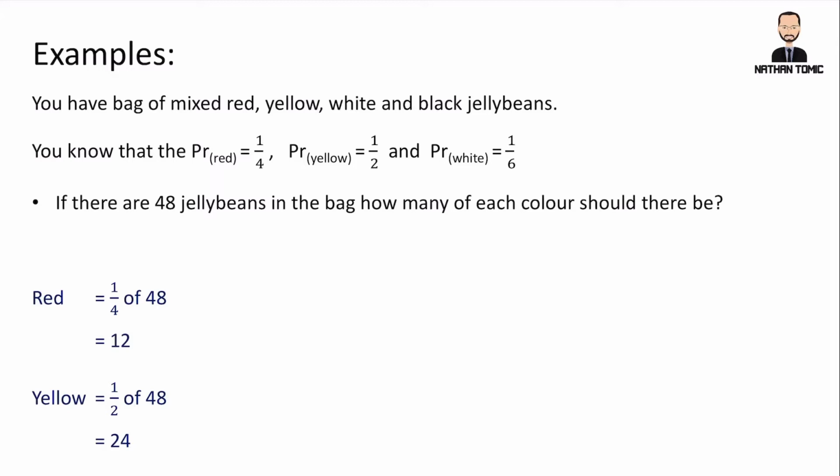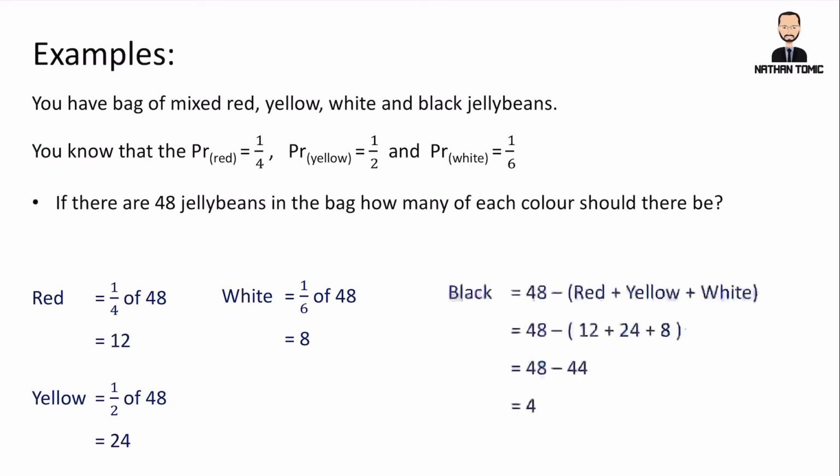So again, the probability of white is 1/6. So again, of the 48 jelly beans, 1/6 of them have to be white. So again, we put that in and we end up with 8. So we know that 12 of the jelly beans are red, 24 of the jelly beans are yellow, and 8 of the jelly beans are white. So now that we've got those 3 numbers, we can work out what is left. So if we take our 48 jelly beans in total, and we take away how many are red, how many are yellow, and how many are white, we will know what must be black, the 4th colour of jelly beans in the bag.